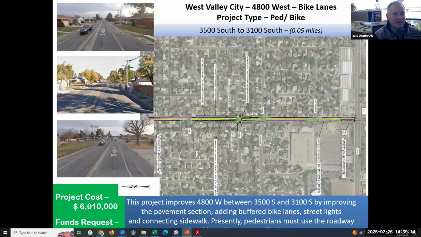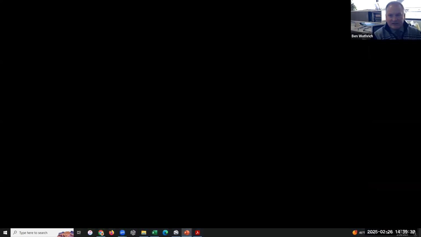The last project in the carbon reduction request is from West Valley on 4800 West. This is for bike lanes between 3500 South and 3100 South. This is estimated to cost a little more than $6 million, and the funds being requested are 3.8 plus million. That's all the projects in the carbon reduction program.